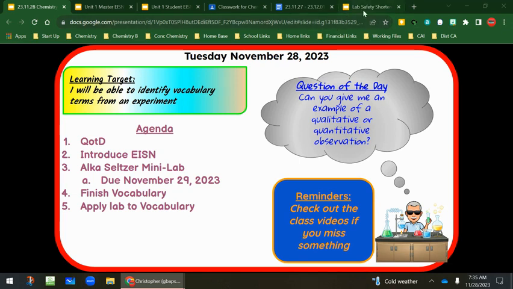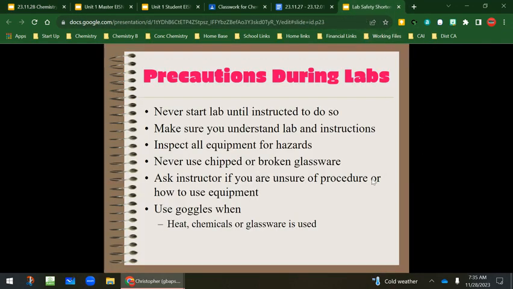I am going to finish up lab safety here real quick, ladies and gentlemen, because this is where we were at when we left yesterday. So you don't have to have your computers open right now. You can leave them open. That is fine, ladies and gentlemen. But let's finish up this little bit of lab safety.